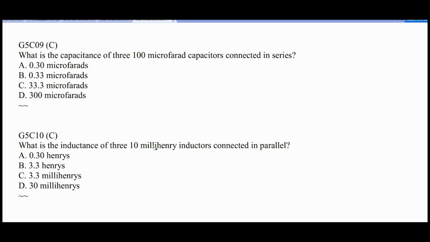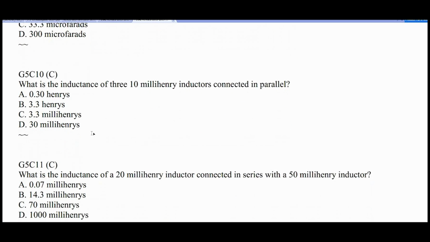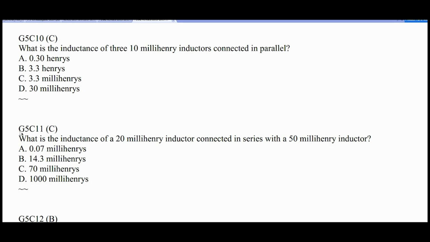G5C10, what is the inductance of 3 10 millihenry inductors connected in parallel? So it would be a third of that, 3.3 millihenries. G5C11, what is the inductance of a 20 millihenry inductor in series with a 50? So when you have something like this, before you even do the math, it's going to be less than this lower value. I'm sorry, the inductance connected in series. So these are like a resistor. You've got 50 and 20, 70 millihenries.